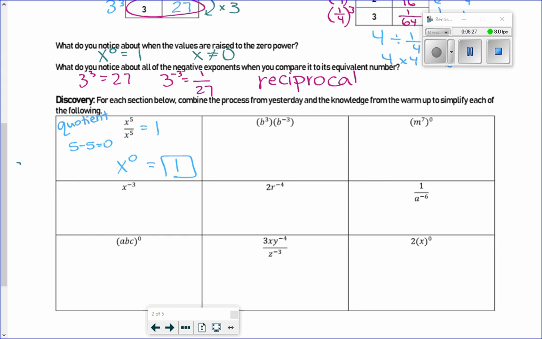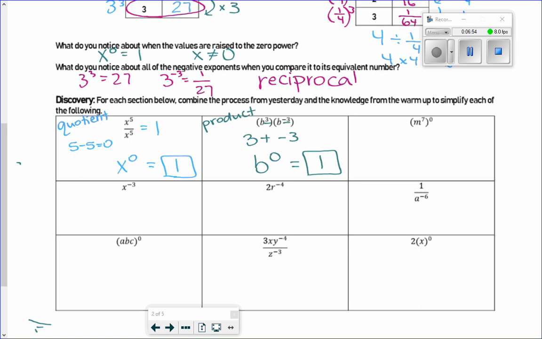So it works out. All right, here we have a product of powers. What do we do with our exponents when there's a product of powers? We add them. So 3 plus a -3. So 3 plus a -3 would be what? Would be 0. So it's like saying b to the power of 0, which would be what? 1.